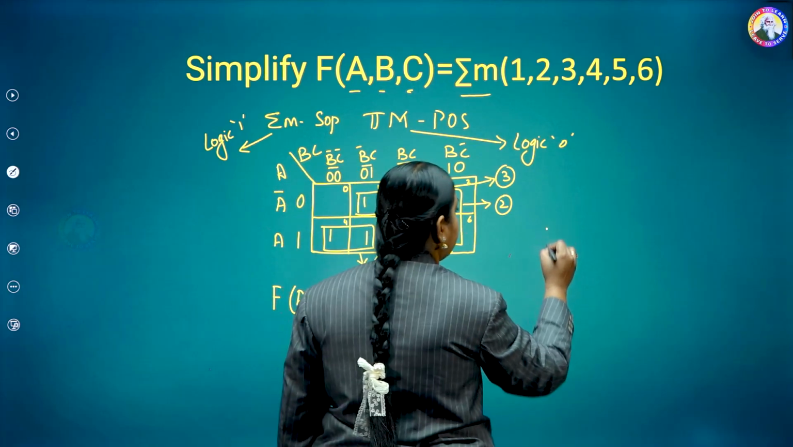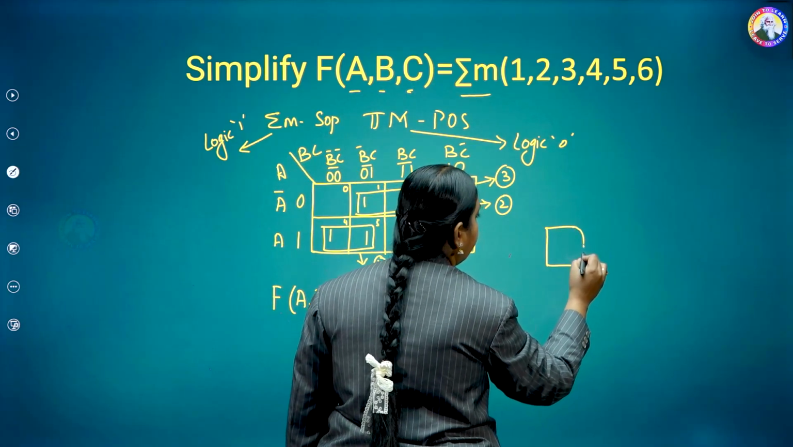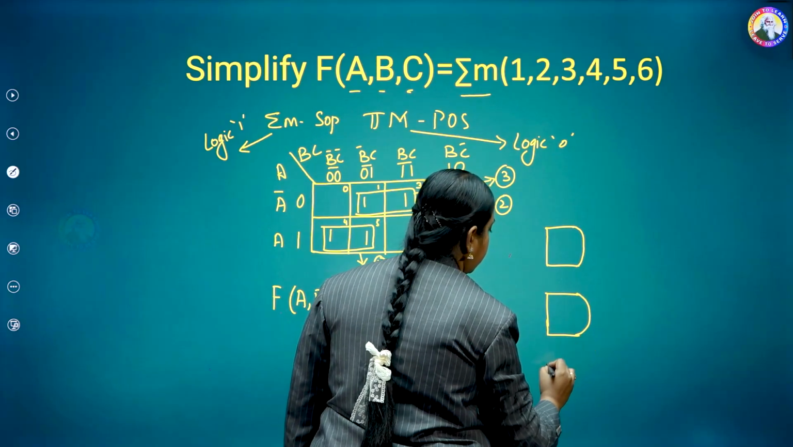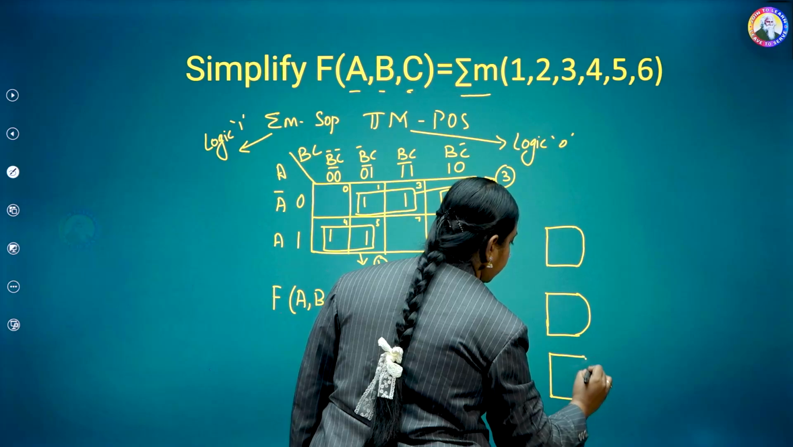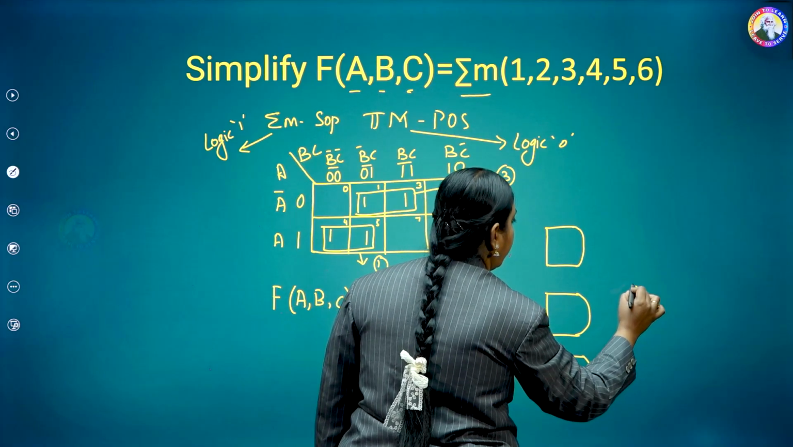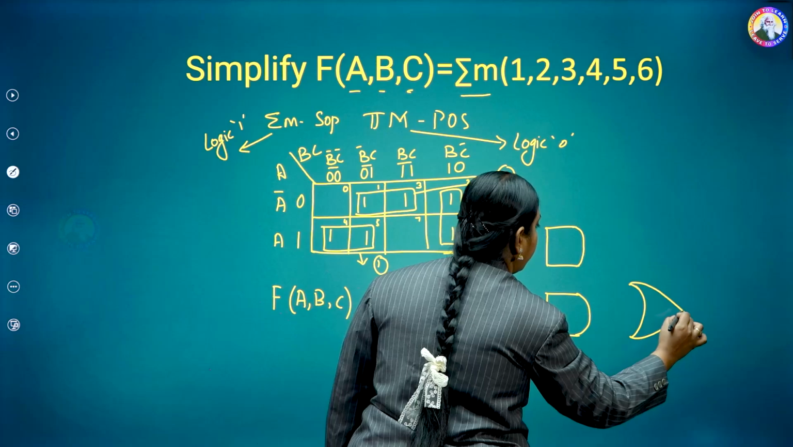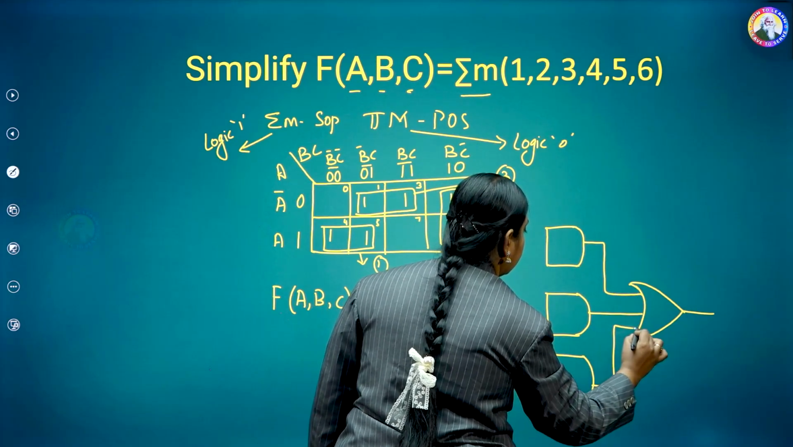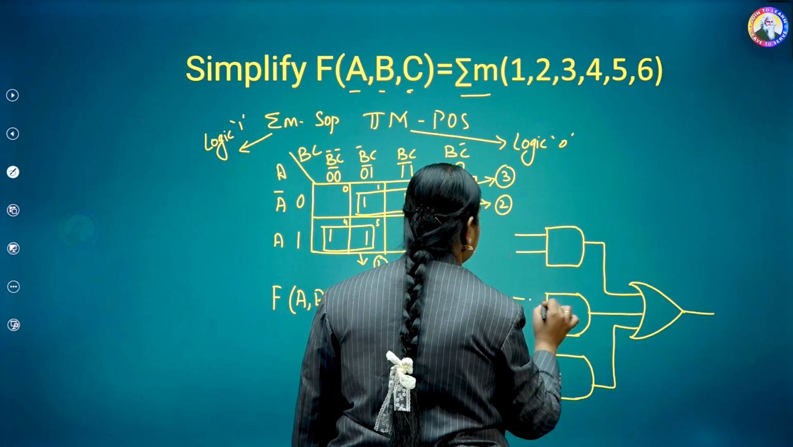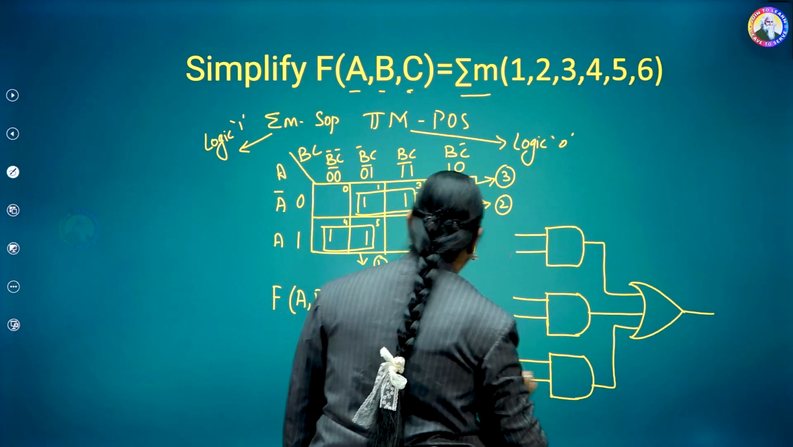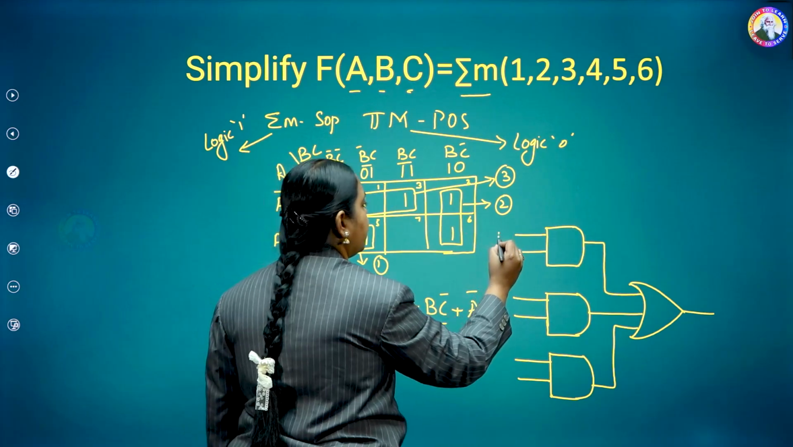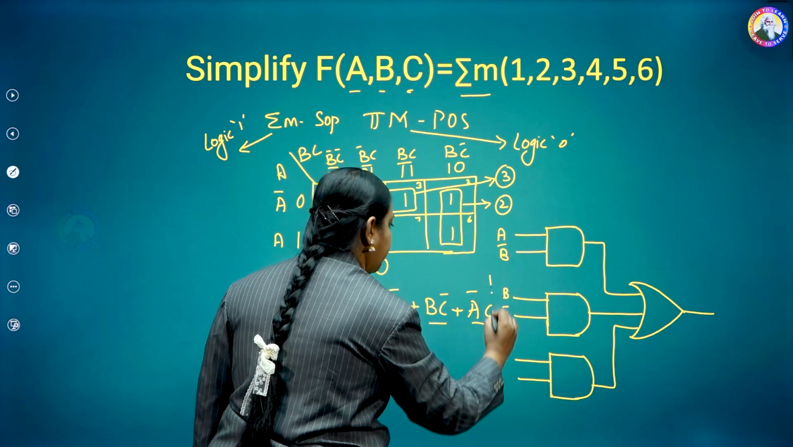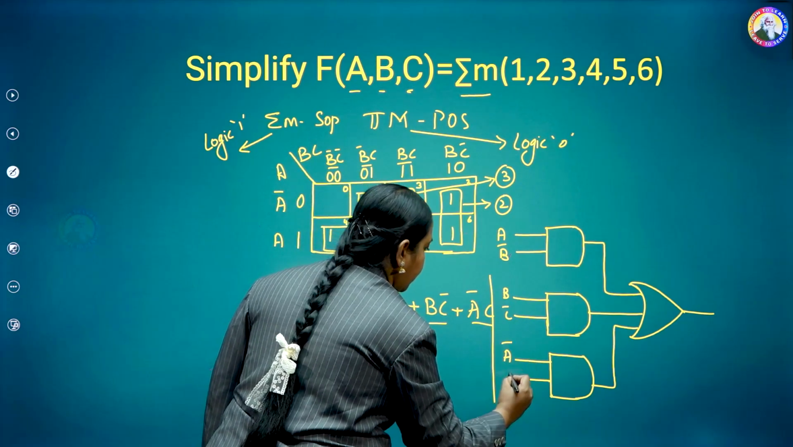3 AND gates, because each gate will have only 2 inputs and 1 output. So this is the representation of AND gates, and I require 3 AND gates and 1 OR gate. So the first one is A B bar. Second one is B C bar. Next is A bar C.